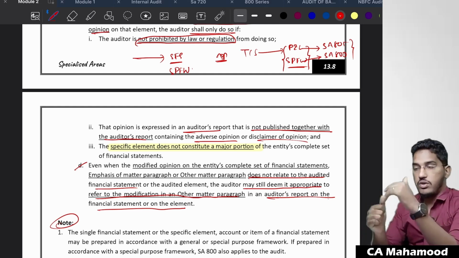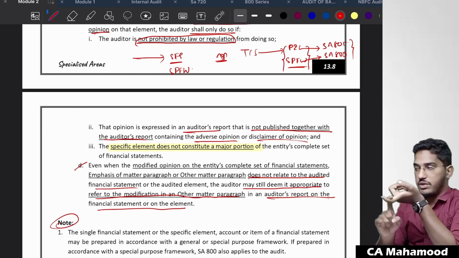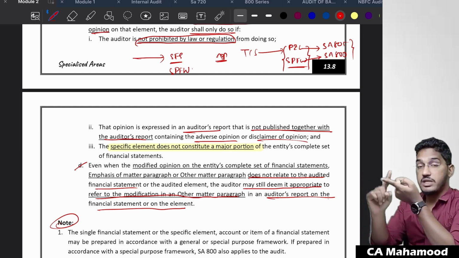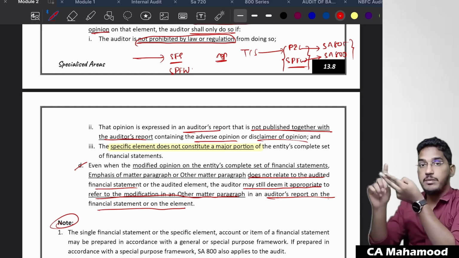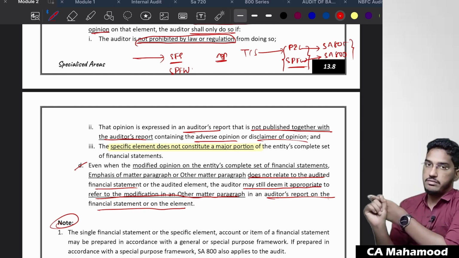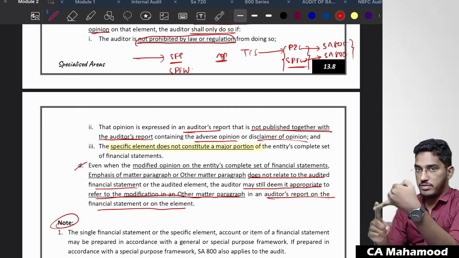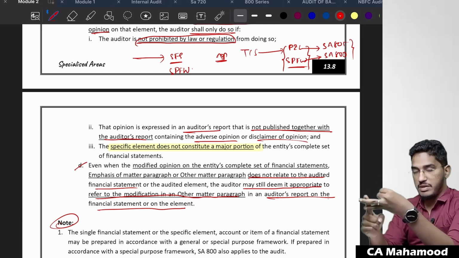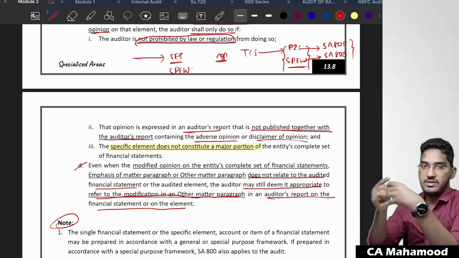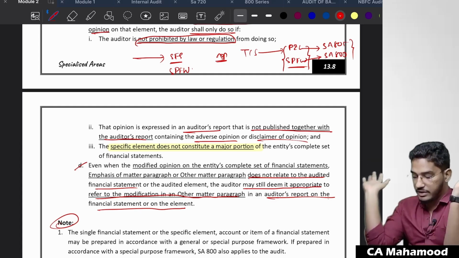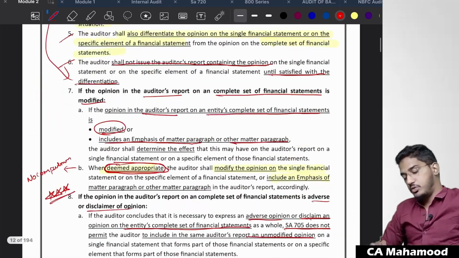You might be called on to conduct audit of a single financial statement or specific element, and for its preparation they might be making use of special purpose framework. So in those cases, both the standards will become applicable. SAE 800 also will become applicable. SAE 805 also will become applicable. You need to comply with both the standards. Clear? So that's what they try to mention in the note point.